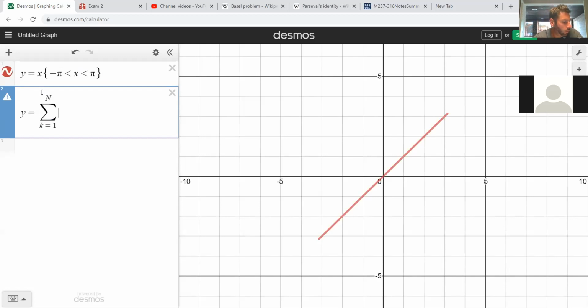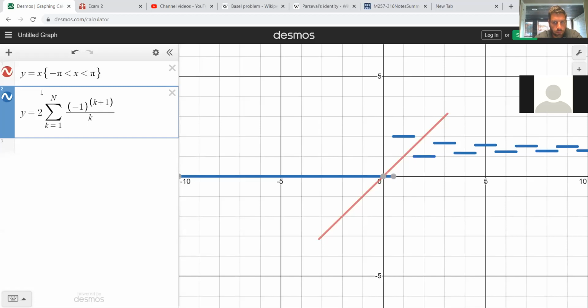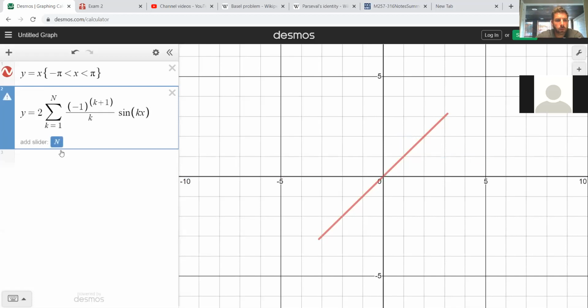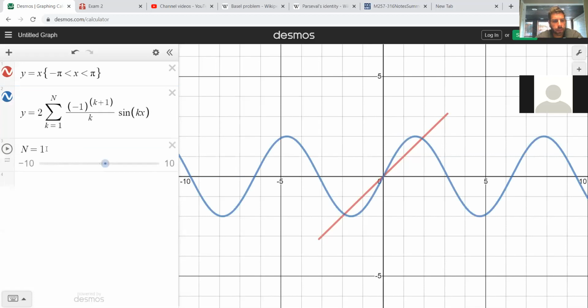Oh, there's a 2 out front. And so we could have, say, negative 1 raised to the kth plus 1 power. And then, of course, that was divided by k. And then this is multiplied by the sine of kx. And so we have to tell it what n's going to be. So let's say n starts at 1, and for now, we'll go to 50.